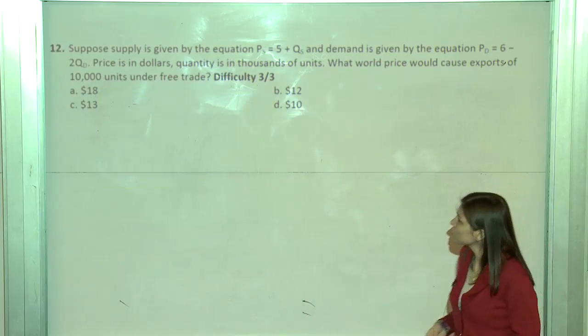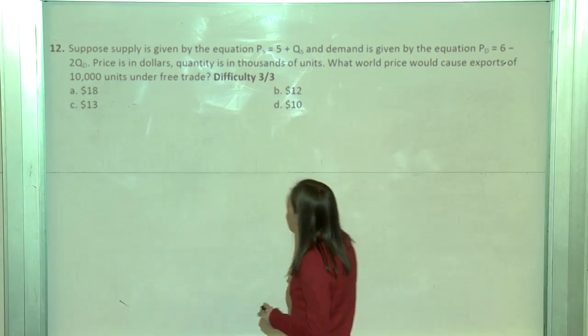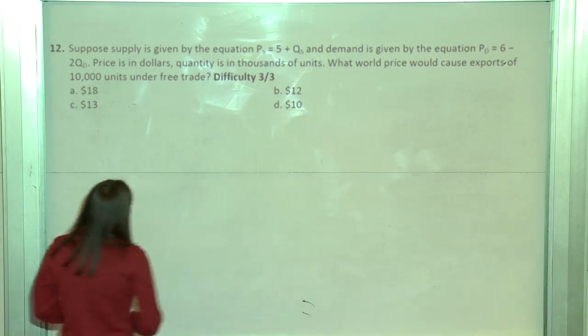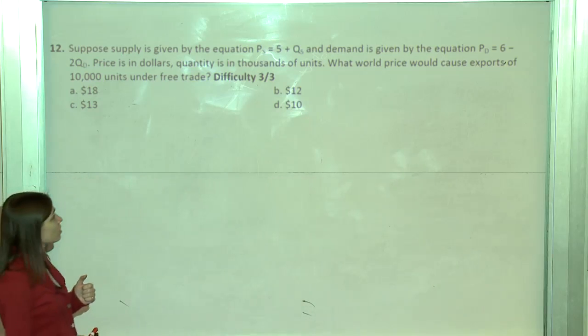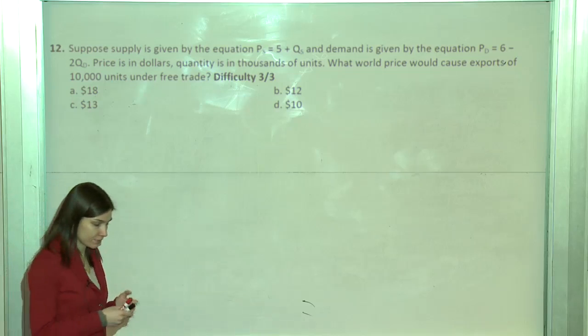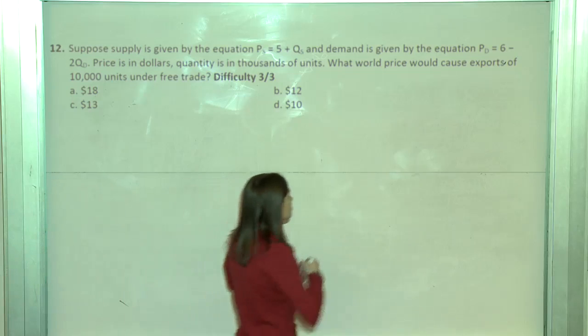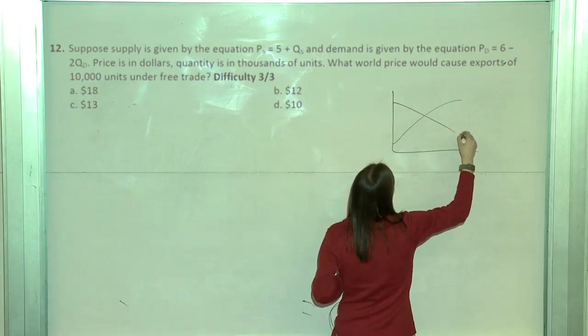Okay. Suppose supply is given by this equation and demand is given by that equation. Price is in dollars, quantity in thousands. What world price would cause exports of 10,000 units under free trade? Okay, so let's have a picture. Have supply, demand.